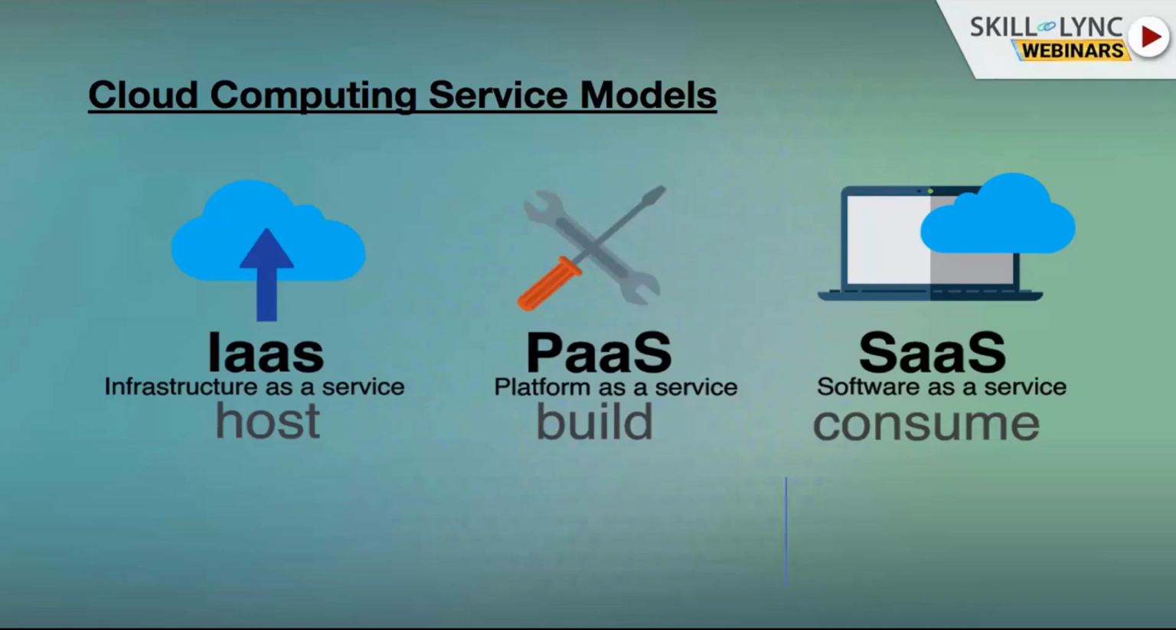Now, platform as a service is for you to build and develop. Let's say, for example, you want to do some research. For that research, there is a platform already available in the cloud computing arena. So you just use that platform to build. For example, you can use Docker or Kubernetes, which are containers, to build your service. Then there is software as a service. Software as a service is something that you only consume. The best example of software as a service is Gmail.